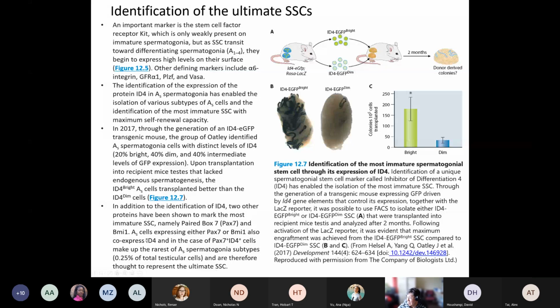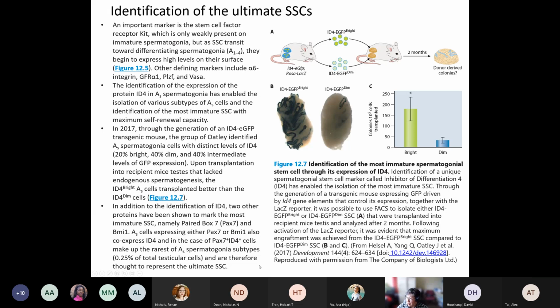So basically, let me read this sentence so I hope you will understand that. A single cell expressing either PEC7 or BMI1 that also co-expresses ID4 will be the ultimate SSC. For example, when you have a PEC7 plus and ID4 plus cell, that will be the rarest among the AS spermatogonia subtypes. That's 0.25 of the total testicular cells. So that is considered the ultimate SSC.